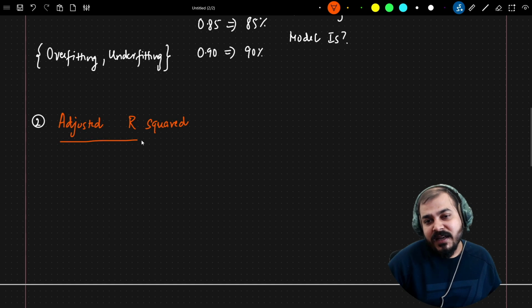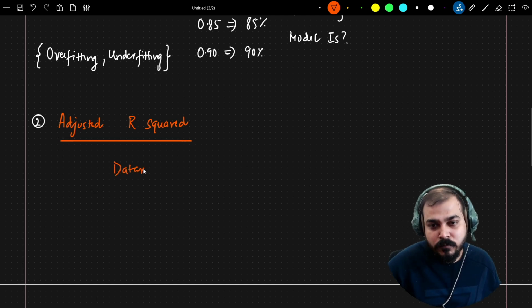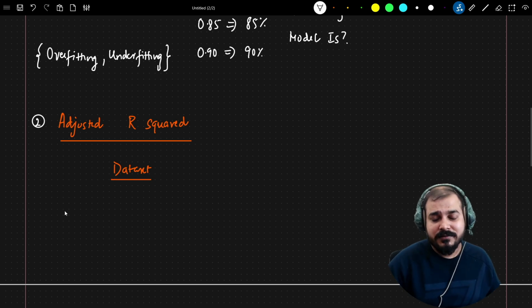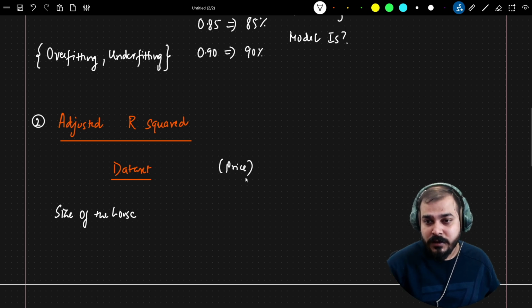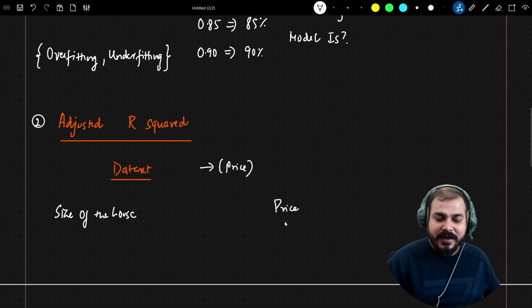Now, guys, if I consider this specific example, let's say in my data set I have one feature, which is the size of the house. Suppose this is my data set, and I need to predict the price of the house. So I'm going to write price over here.